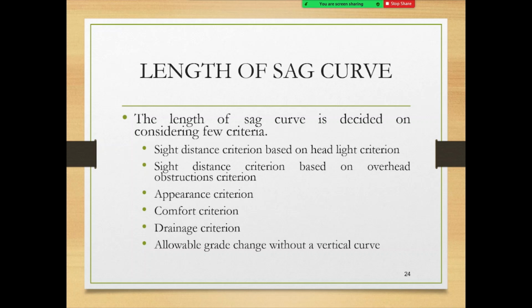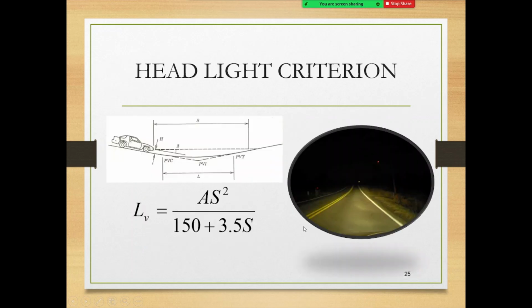So we are going to discuss them in detail, right? Appearance criterion, comfort criterion, drainage criterion, and allowable grade change without a vertical curve. These are common to sag curves and crest curves, but these two are different in sag curves, right? Here, can you see headlight criterion? So this is how you see, right? This is how you see.